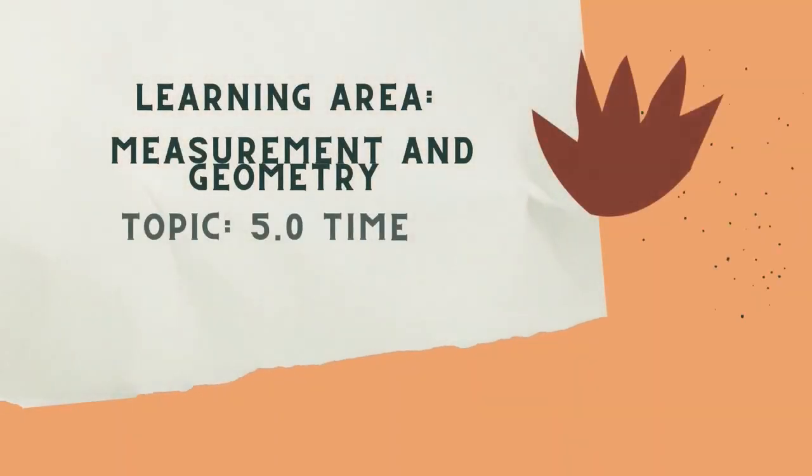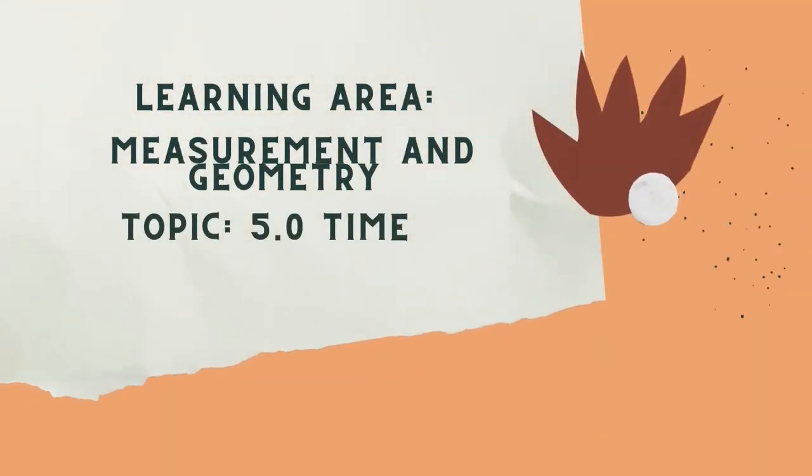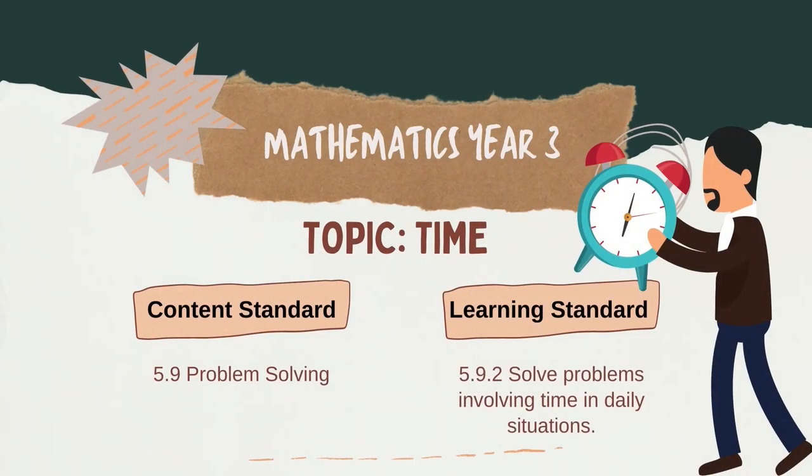The learning area that we have decided to discuss is measurement and geometry in the topic of time. The syllabus that will be discussed is for Mathematics Year 3. Content standard is 5.9 problem solving and the learning standard is 5.9.2 solve problems involving time in daily situations.